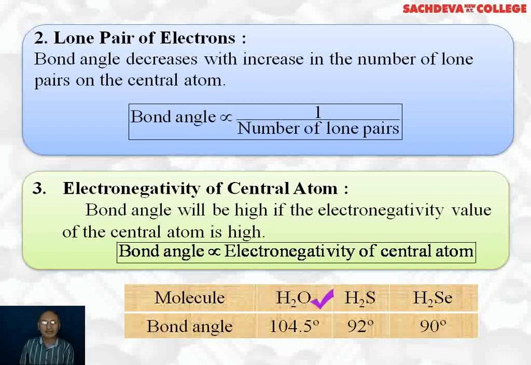For example, in a water molecule, the bond angle is 104.5° because oxygen is the most electronegative out of these three examples. In H2S, sulfur is less electronegative than oxygen, so the bond angle is 92°. In hydrogen selenide, the bond angle is 90° because selenium is even less electronegative than sulfur. So if electronegativity decreases, bond angle also decreases. And here, atomic size also keeps on increasing. So if atomic size increases, then also bond angle decreases.